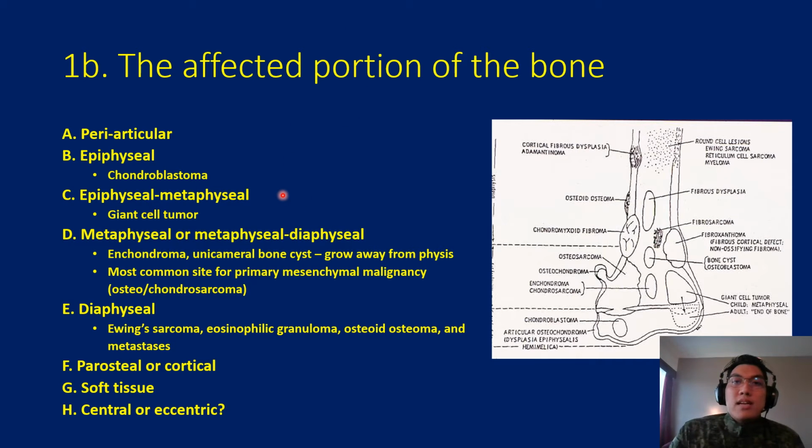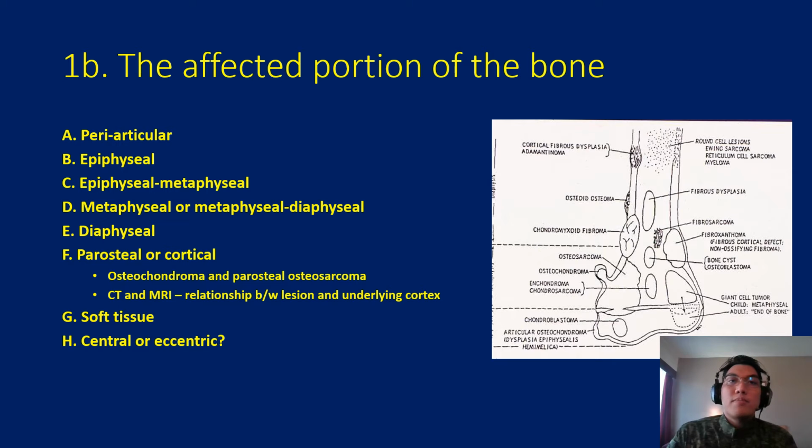Epiphyseal and metaphyseal is a classic location for locally aggressive tumors such as your giant cell tumor. Enchondroma and unicameral bone cyst grow away from the physis, versus your Brodie's abscess that can extend across your physis. Diaphyseal is typically located in the metaphyseal area. Your metaphysis is also the most common site for primary mesenchymal malignancy such as your osteosarcoma and your chondrosarcoma, while your diaphysis is also a common site for malignancy such as Ewing sarcoma and metastasis, and others like eosinophilic granuloma and osteofibrous dysplasia.